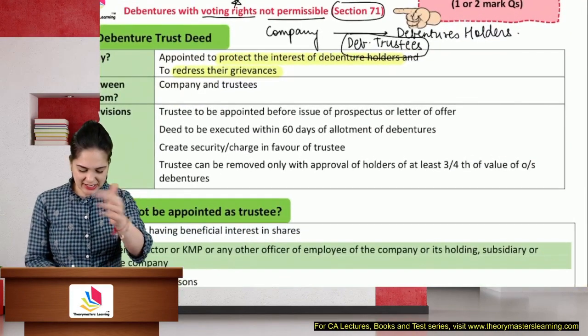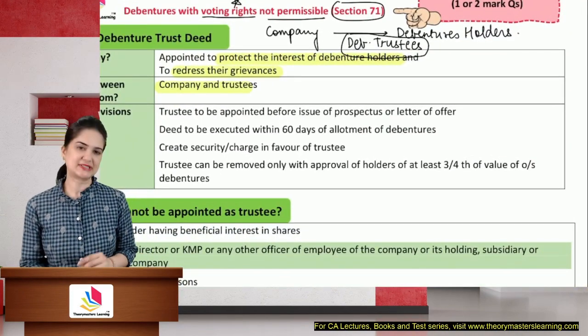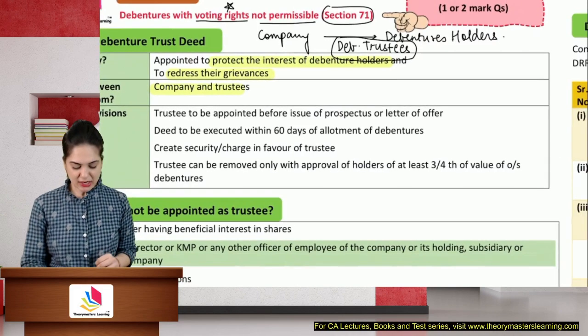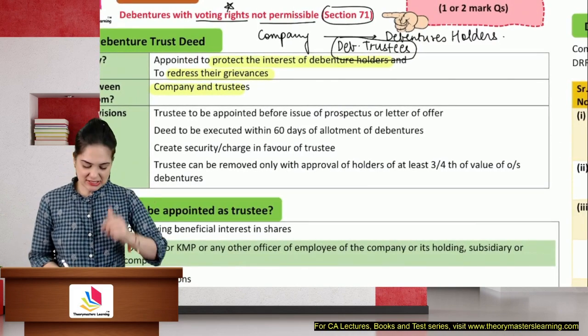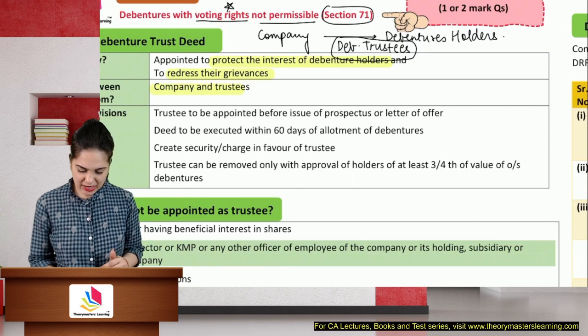This is a deed between the company and trustees. Okay, so this agreement is entered between the company and trustees. Now, what are the provisions? The trustee will be appointed. Yes, let's highlight the keywords.